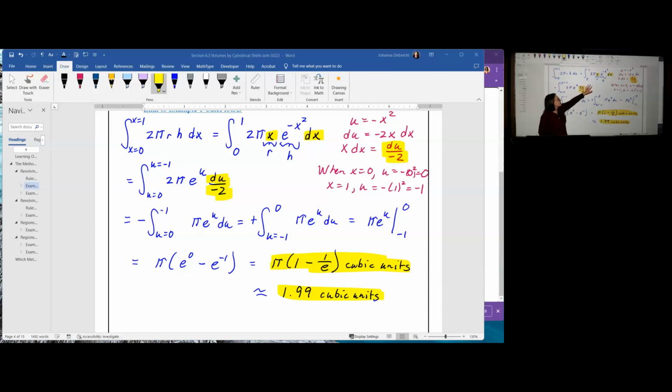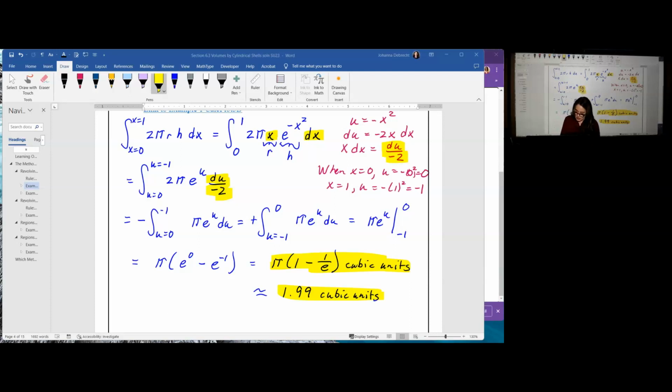When I substitute these limits of integration in, you can notice that they're backwards to what we normally expect. The lower limit of integration is higher than the upper one. However, I've got the negative inside here. The 2's will cancel, but the negative I can use to switch the limits of integration. Now I have the integral from negative 1 to 0 of pi times e to the u du. When I integrate and substitute the limits of integration, I get pi times the quantity, 1 minus 1 divided by Euler's number. This turns out to be very close to 2 cubic units.